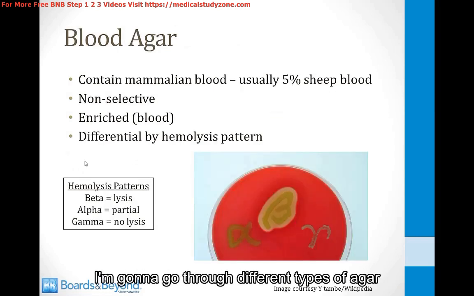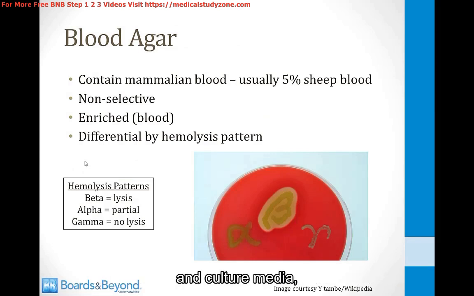So for the remainder of this module, I'm going to go through different types of agar and culture media and talk about what's in them and which bacteria like to grow on them.